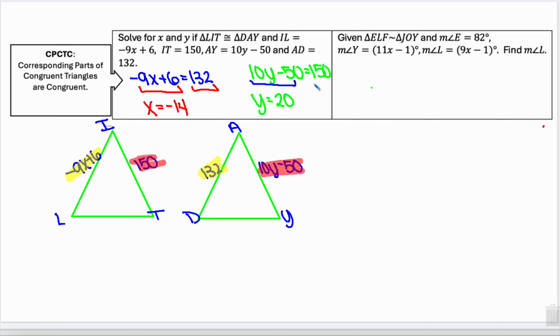And again, Desmos. Two triangles again, ELF and JOY.